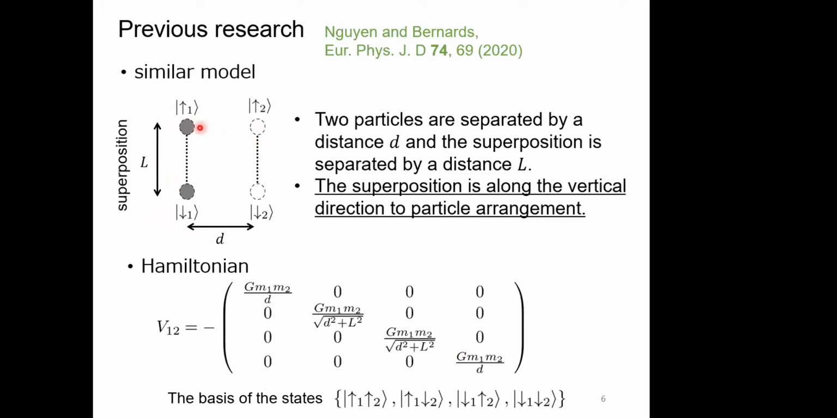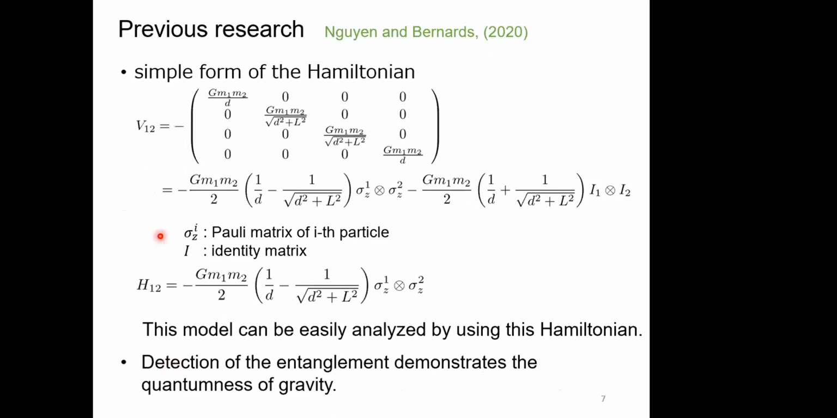the distance is d, and the distance between the opposite particles is the square root of d squared plus l squared. So the Hamiltonian is obtained in this form, in the basis of the path states like this. The Hamiltonian is simply calculated by this form and calculated in line 2, where sigma z is a Pauli matrix and I is the identity matrix.